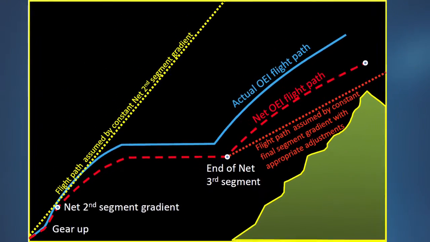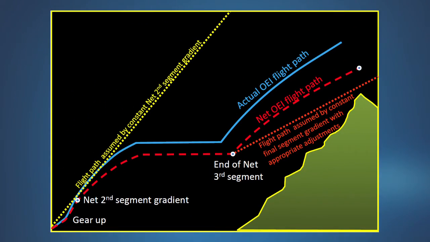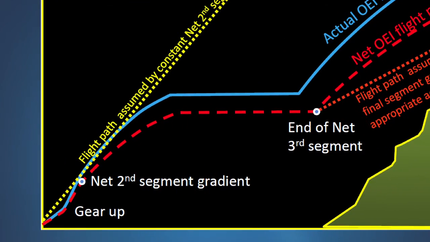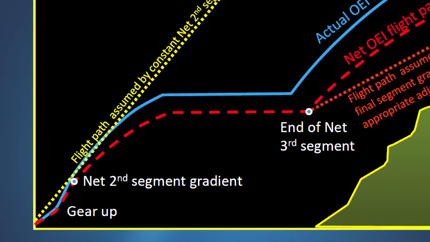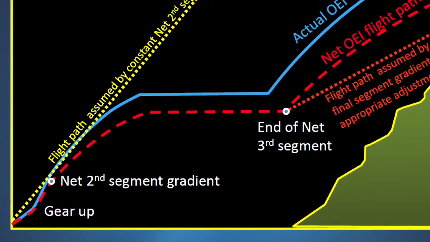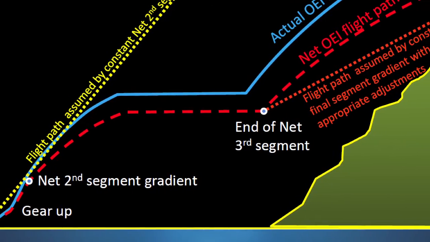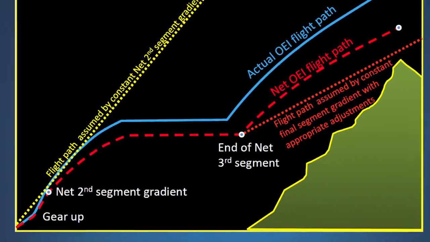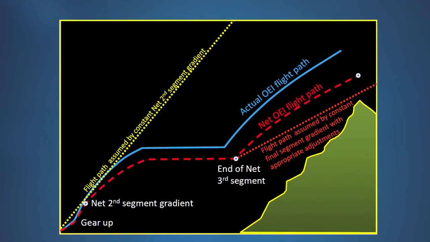As you can see from this graphic, a simple projection of a climb gradient does not ensure compliance with the obstacle clearance rules in the event of an engine failure. Any time that the yellow line showing the constant assumed net second segment climb gradient is above the red net takeoff flight path line, we cannot assume that the constant gradient method will provide the required obstacle clearance because it does not reflect the airplane's true net takeoff flight path.